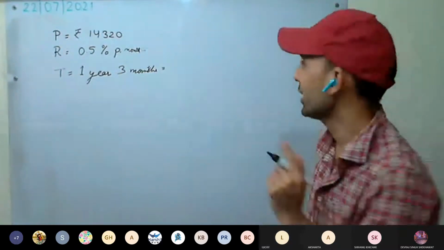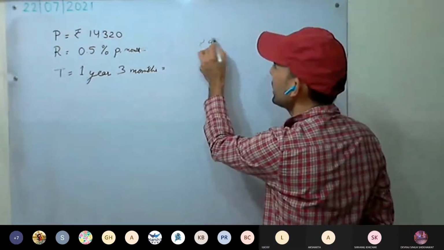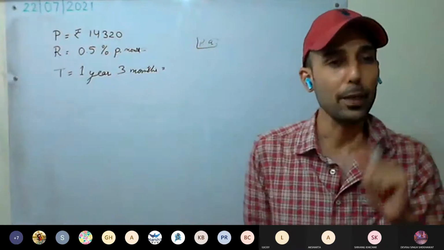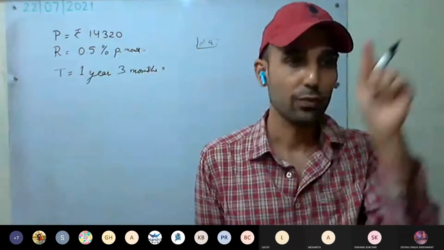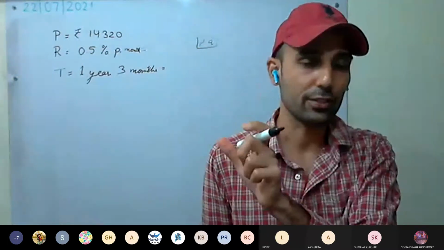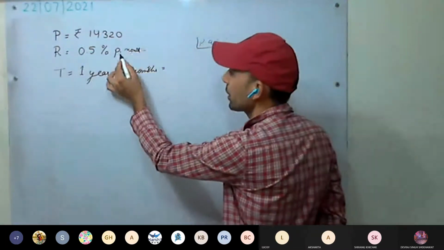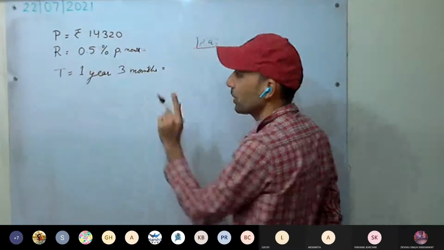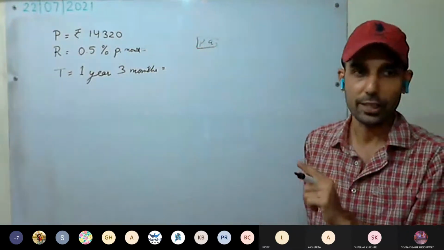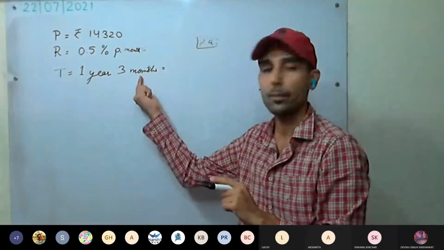Months. It should be months. See here, if it is per annum, it means interest is charged per year, yearly wise. Once 1 year is completed, this much will be charged. Here it is saying per month, that is every month 0.5% is the interest. It means our time should be in months.